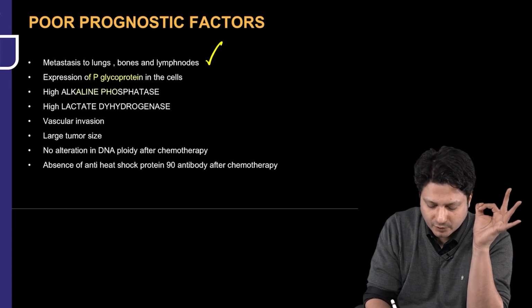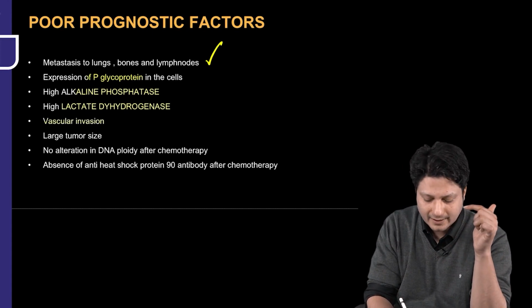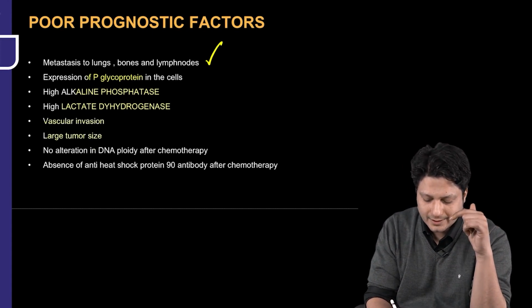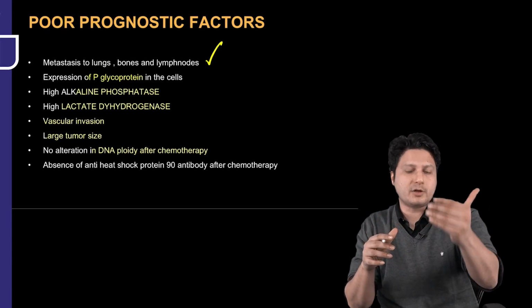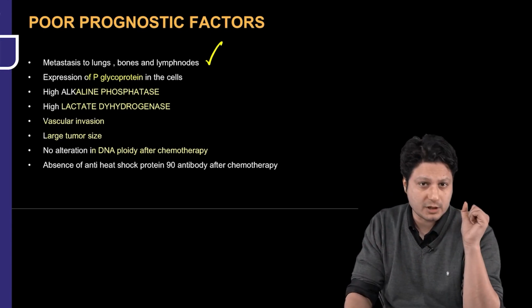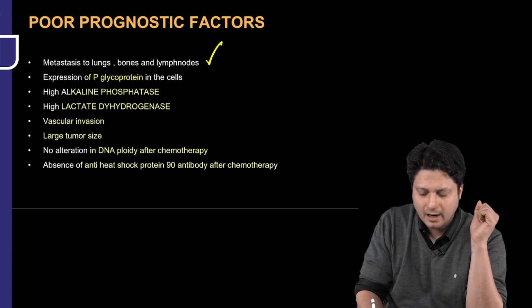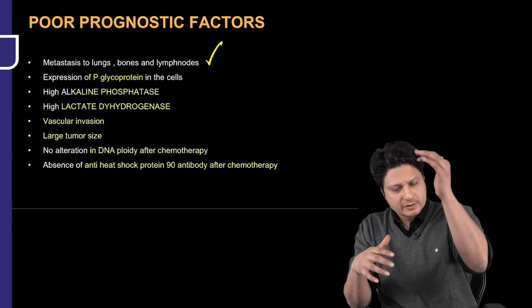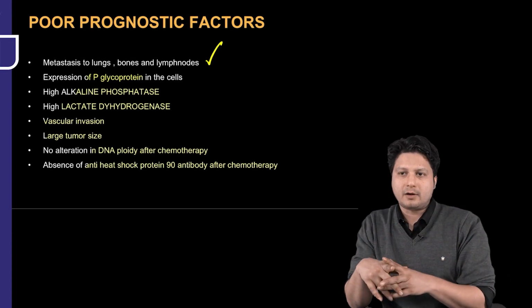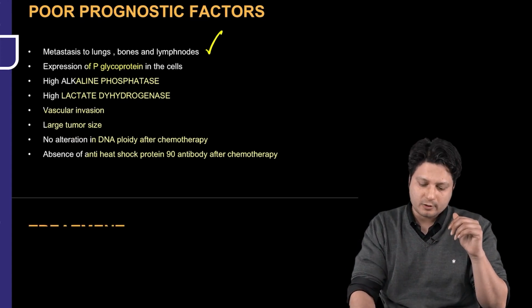Then high alkaline phosphatase, high lactate dehydrogenase, vascular invasion, the size of the tumor, no alteration in gene ploidy after chemotherapy. When the patient was subjected to neoadjuvant chemotherapy, there was no alteration in the gene ploidy, and absence of anti-heat shock protein 90 after chemotherapy. All right. So this is something that you have to learn, that all of them are considered to be poor prognostic indicators for osteosarcomatous lesion.